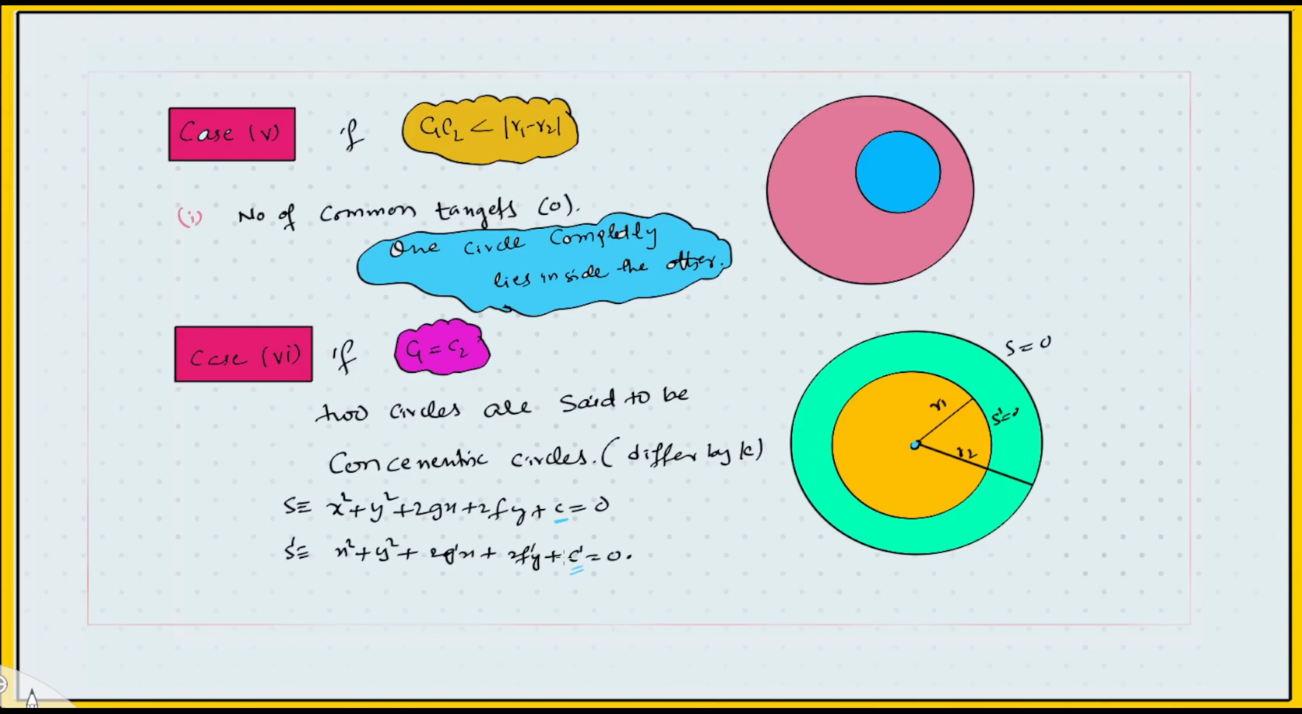Okay, so these are the six different cases of the relative position of two circles. Case 1, when C1C2 is greater than R1 plus R2. Case 2, C1C2 equals R1 plus R2. Case 3, C1C2 lies between mod R1 minus R2 and R1 plus R2. Case 4, C1C2 equals mod R1 minus R2. Case 5, C1C2 less than mod R1 minus R2. And case 6, C1 equals C2.